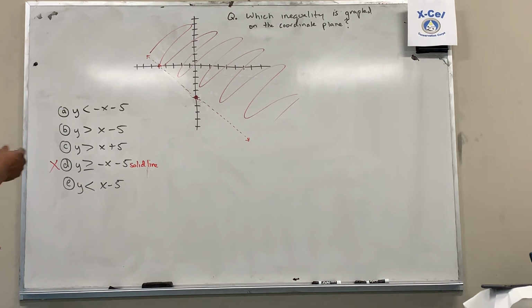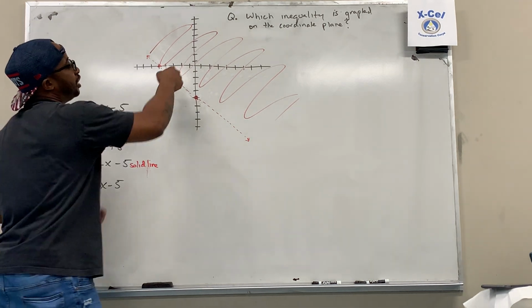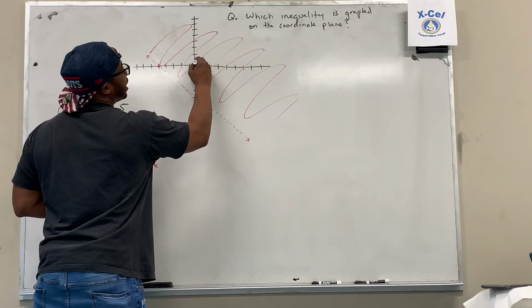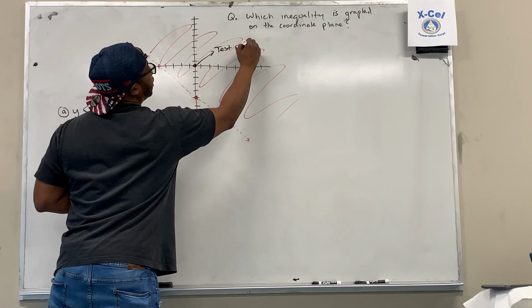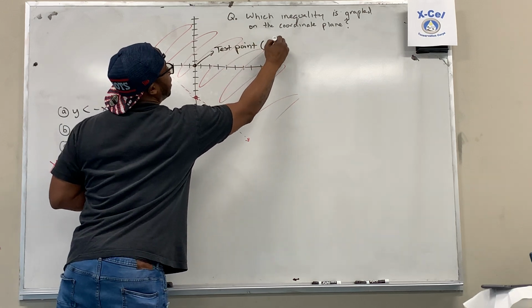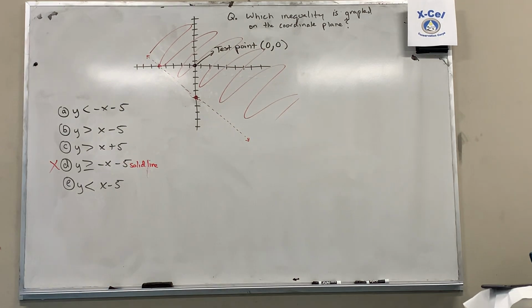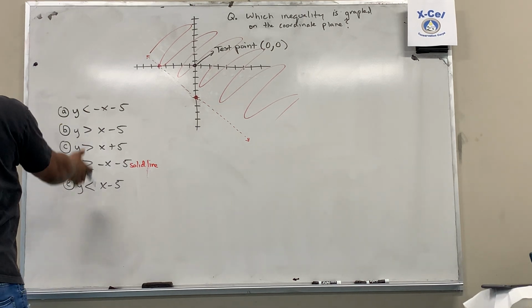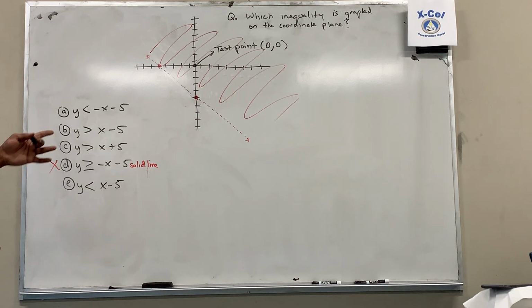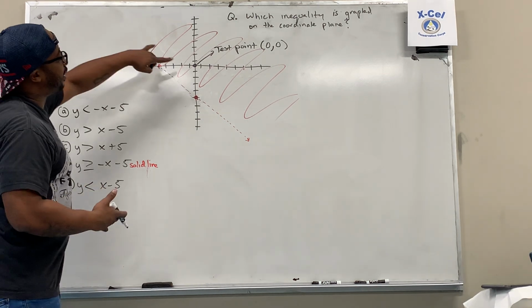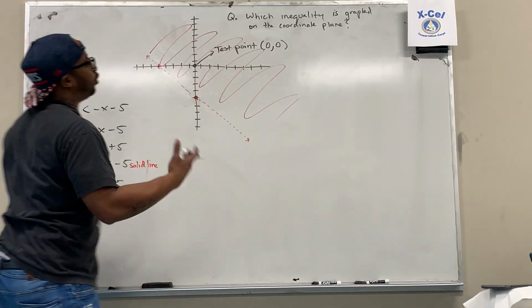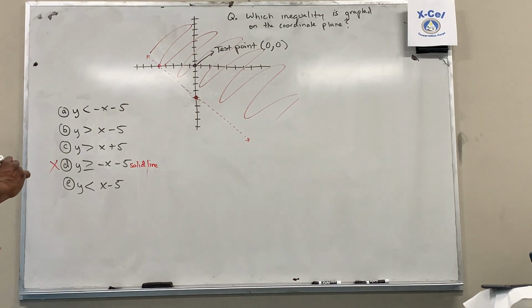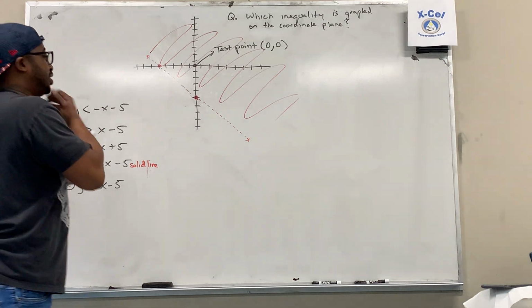Now, what I always tell the students to do is you're going to pick a test point. The test point here is going to be 0, 0. What this means when you're doing a test point is we're going to plug it into the y and the x here. Since it's on the shaded side, we're looking for a yes when we put the 0, 0 in. So I'm going to do the first example, which is A.